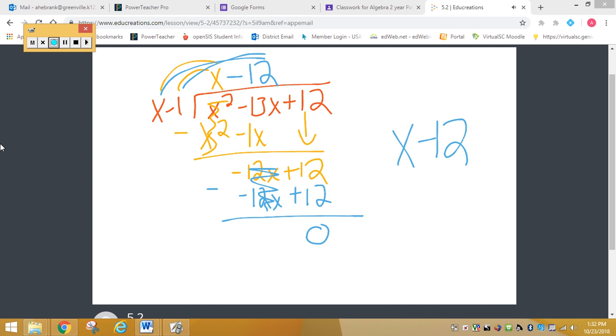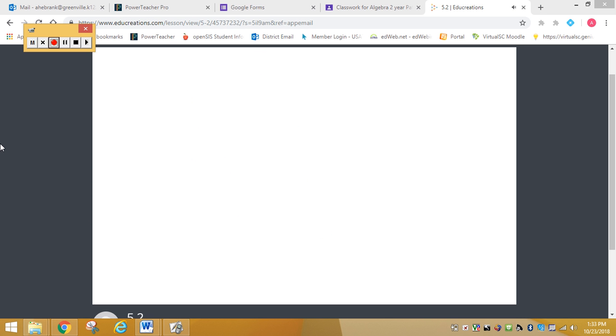Sometimes you will not get it nice and pretty where your end answer, your remainder, was 0. So let me do a problem like that, where we're actually going to get a remainder. Let's do a plus 2 into a squared minus 8a minus 26.